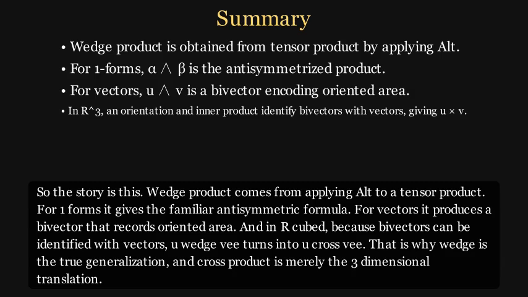So the story is this. Wedge product comes from applying alt to a tensor product. For one forms it gives the familiar antisymmetric formula. For vectors it produces a bivector that records oriented area. And in R cubed, because bivectors can be identified with vectors, u wedge v turns into u cross v. That is why wedge is the true generalization. And cross product is merely the three-dimensional translation.